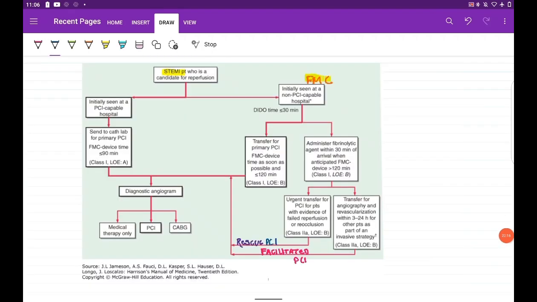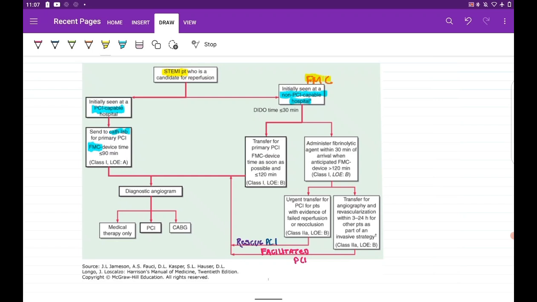Now we'll take another look at the management of a STEMI patient by understanding a flow chart from Harrison. When a STEMI patient who is a candidate for reperfusion comes to a hospital, he can either be seen first at a PCI capable hospital or a non-PCI capable hospital. If he is seen at a PCI capable hospital, it becomes the first medical contact, that is FMC. The FMC stands for first medical contact. All patients of STEMI should be sent to the cath lab, a lab where there are facilities for primary PCI.